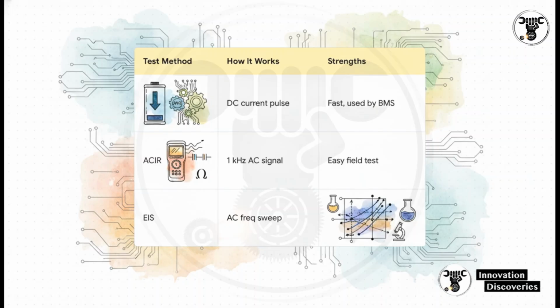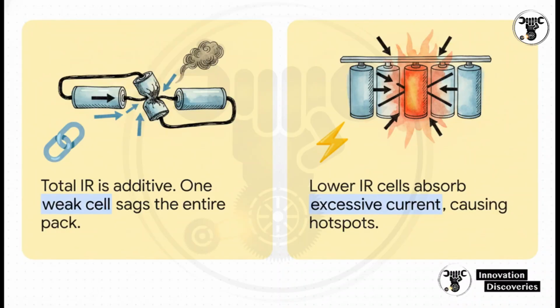Then there's ACIR, which shoots a 1 kHz AC signal. It's used by most handheld field testers. It's great for measuring pure ohmic resistance, but it misses the chemical aging part. Finally, EIS is the gold standard lab test. It sweeps across multiple frequencies to map every tiny flaw, though you definitely won't find that setup outside of a laboratory.